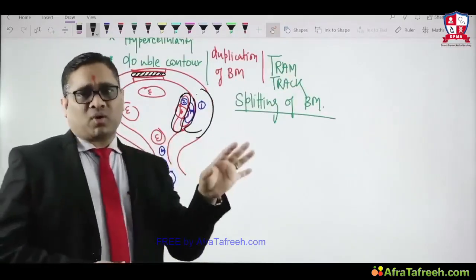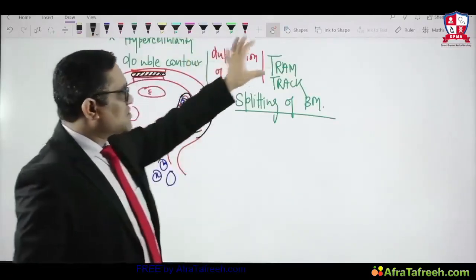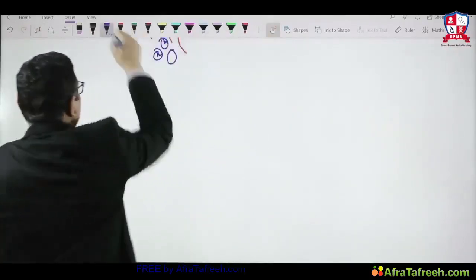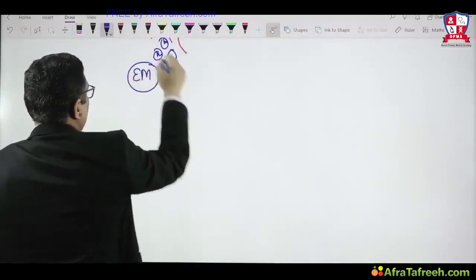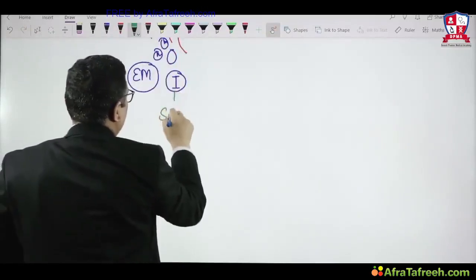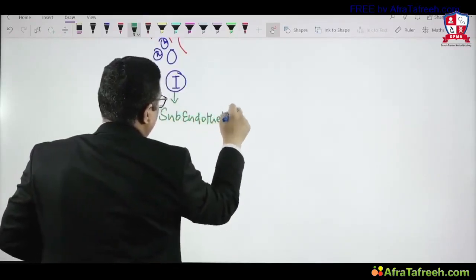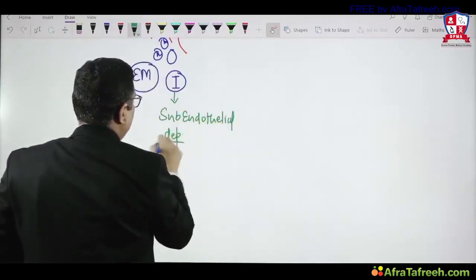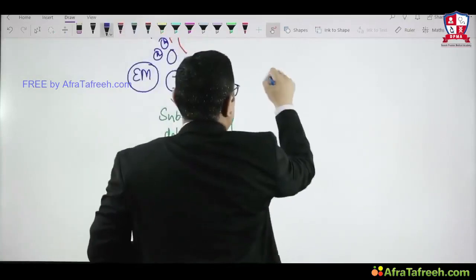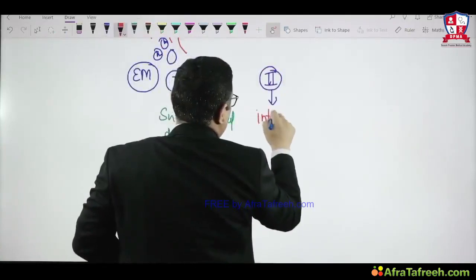This will be seen in all of MPGN 1, 2, 3: double contour, duplication, tram track appearance, right? What is the difference? You will see on electron microscopy. On electron microscopy, when you are seeing MPGN type 1, you will notice they are having subendothelial deposits. So subendothelial deposits will be seen in case of MPGN type 1. MPGN type 2, which type of deposit will be seen? This was another All India question. MPGN type 2, you will find intramembranous deposit.